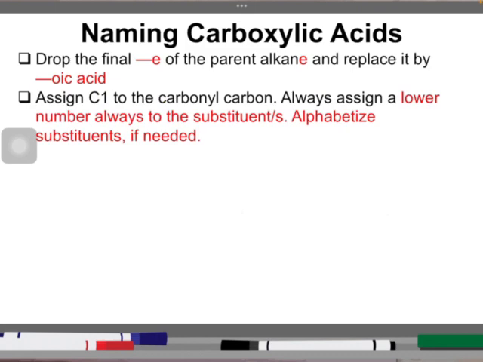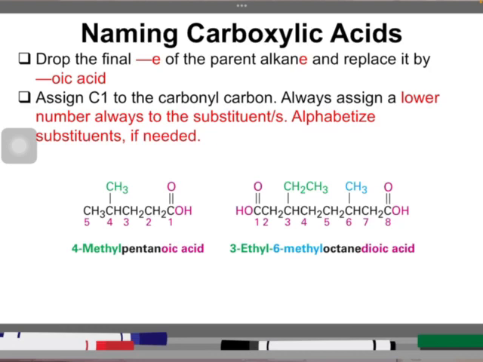Okay. So, of course, hindi tayo titigil doon sa mga simpleng naming lang. Dapat meron yung mga substituents. So, magbigay tayo ng example. So, sabi ko nga kanina, lagi nating simulan yung pagpapangalan ng carboxylic acid by dropping the E in the alkane name and add the oic acid. We always assign the C1 to the carbonyl carbon. Kapag may substituent, we always assign the lower number. Okay? And alphabetize the substituents if needed. So, let's give some example.